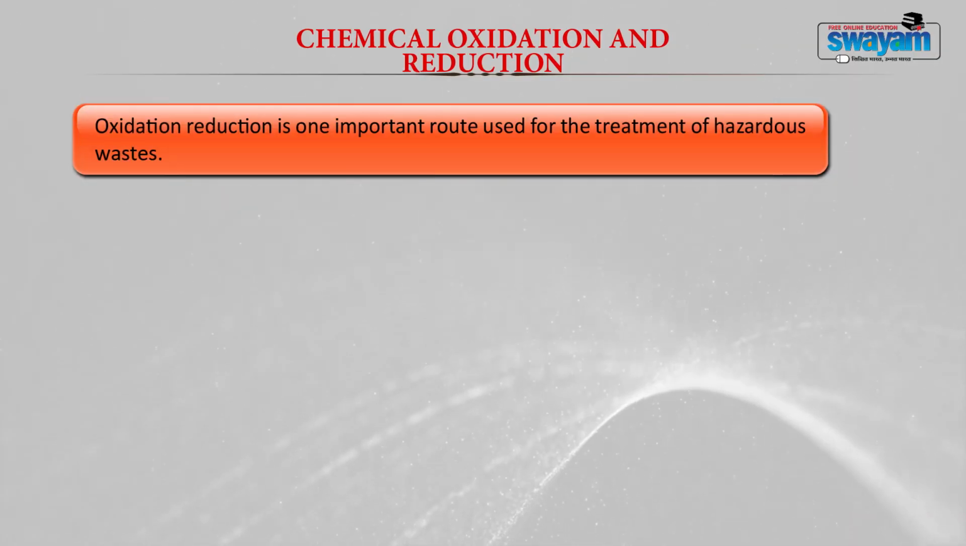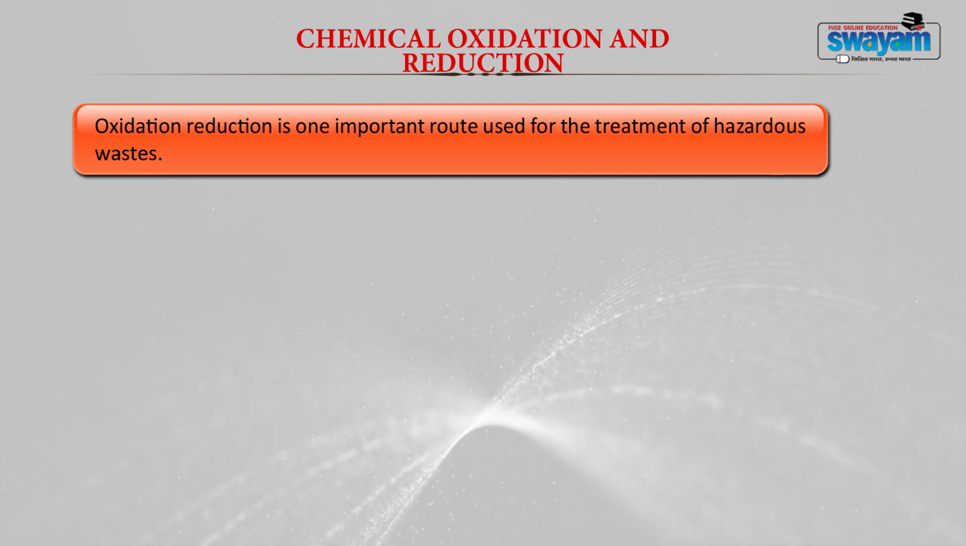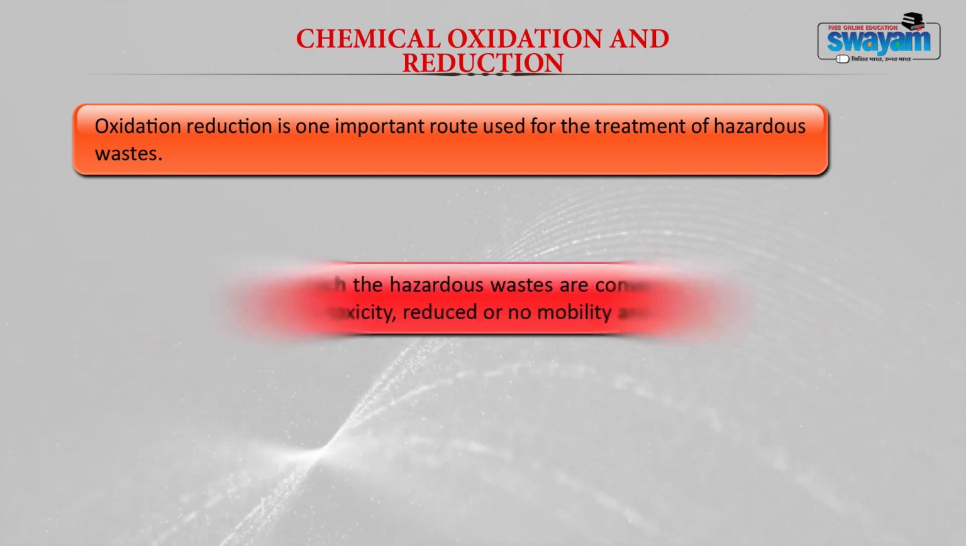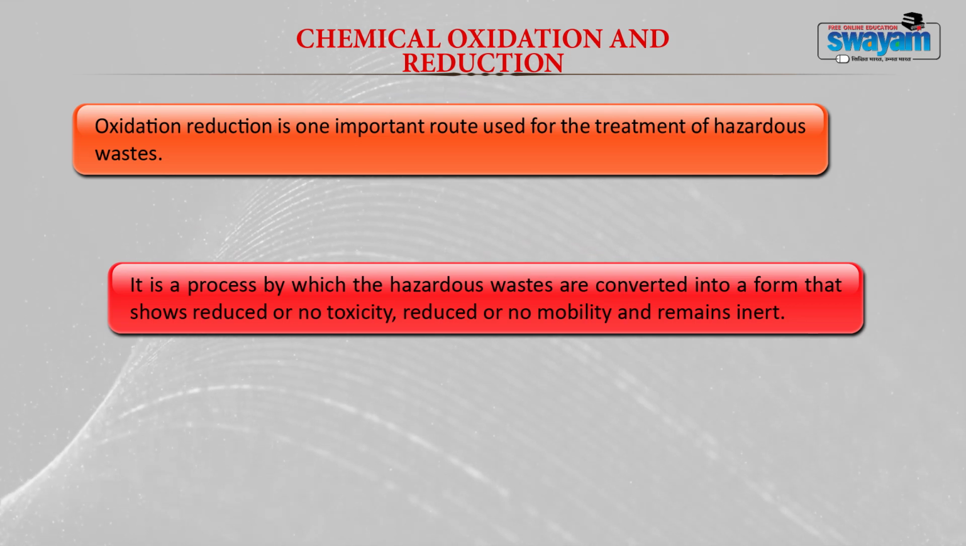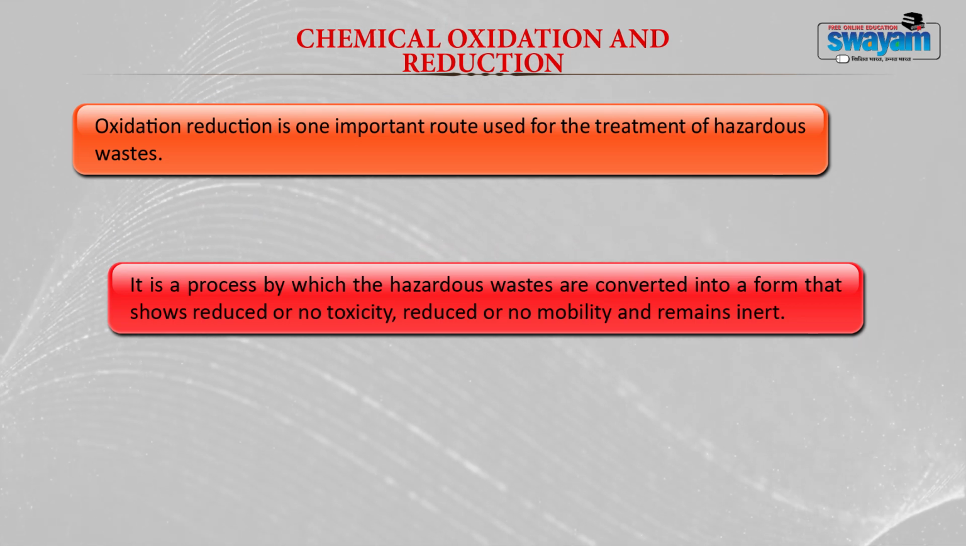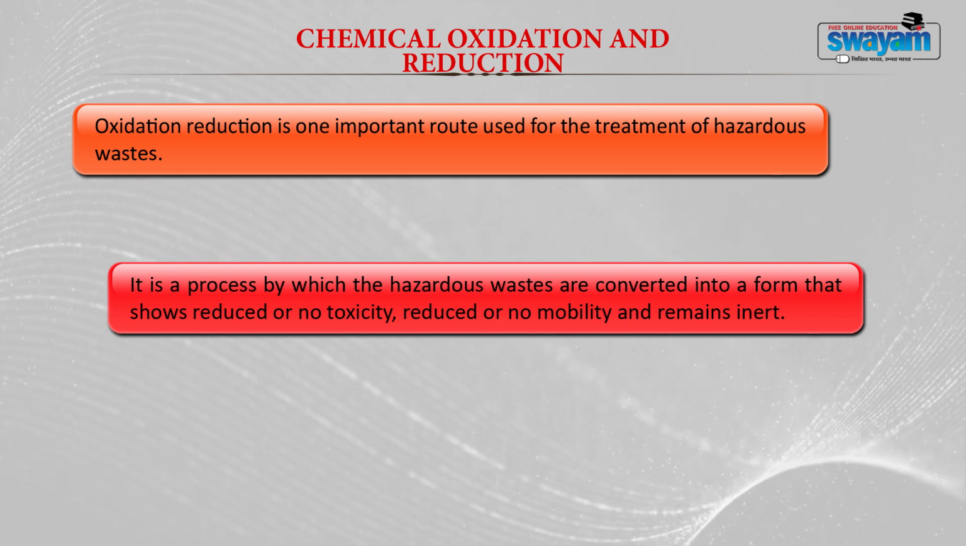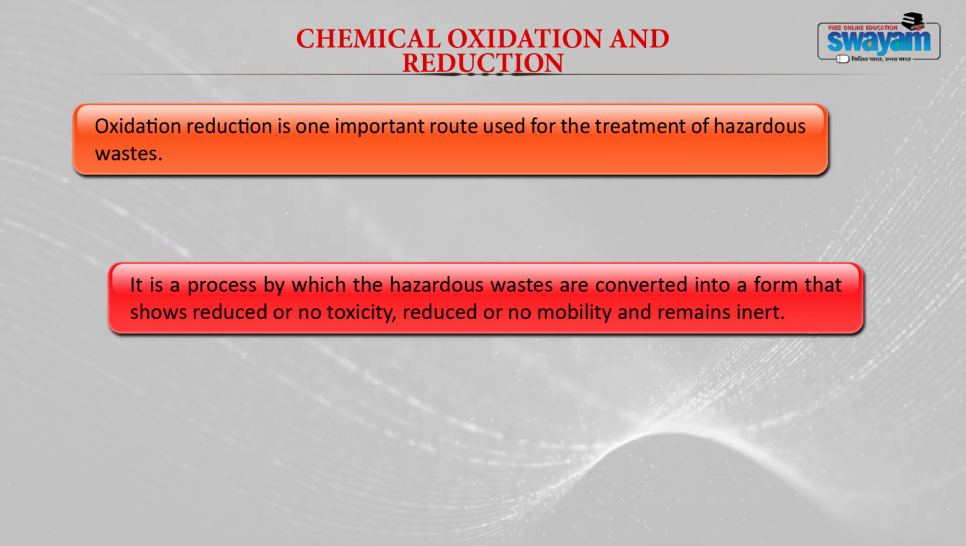Now, let us discuss certain chemical treatment methods. The first chemical treatment method is chemical oxidation and reduction. Now, oxidation reduction is one important route which is used for treatment of hazardous waste. It is a process by which the hazardous waste is converted into a form so that it shows reduced or no toxicity, reduced or no mobility, and generally it remains inert.